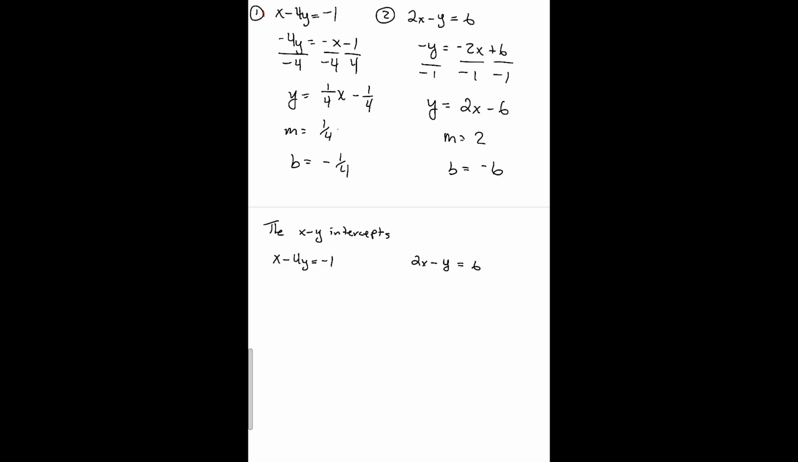So for the x-intercept of the first one, remember you let your y be 0 and you solve for x. In our equation right here, if y is equal to 0, that means this negative 4y just goes away. So all we are left with is x is equal to negative 1. So we have an ordered pair with an x value of negative 1 and a y value of 0.